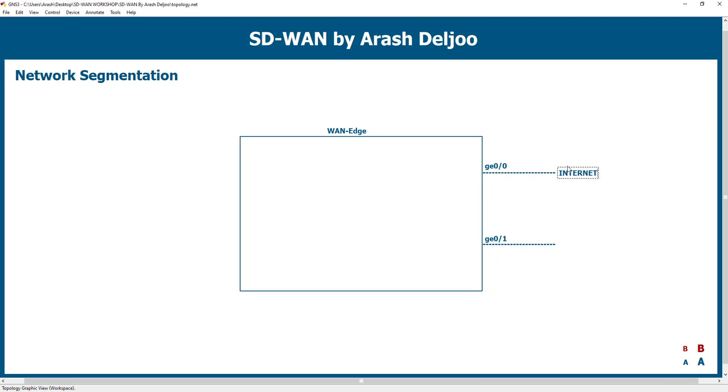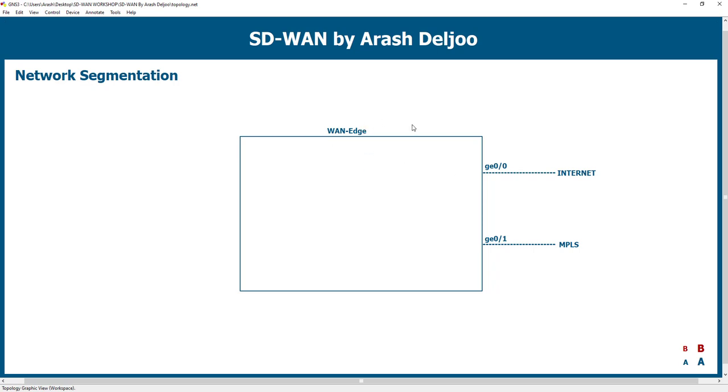You know that when we have WAN edges or WAN routers, we connect those devices to the internet or maybe to the MPLS or LTE or other types of transport. In this example, we use internet as one transport and, for example, MPLS as another transport. You know that internet is a public transport and MPLS is a private transport.